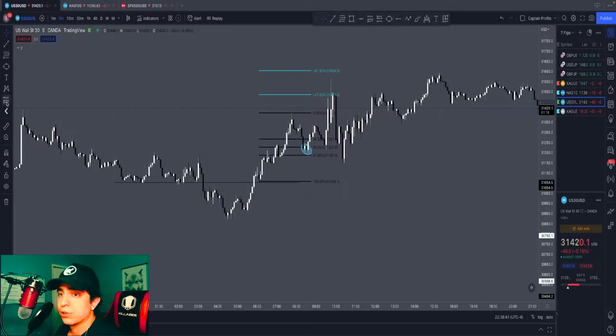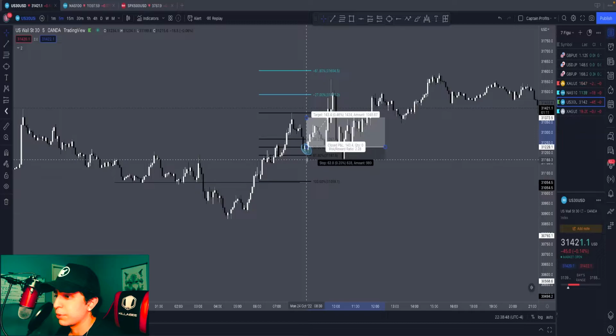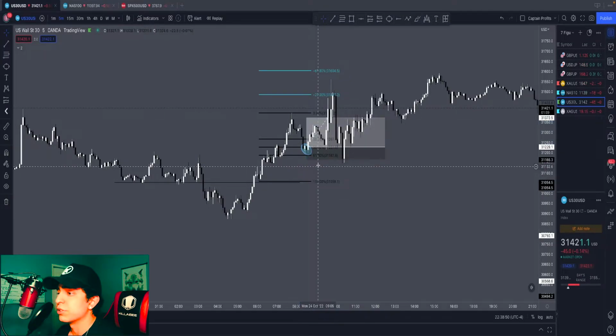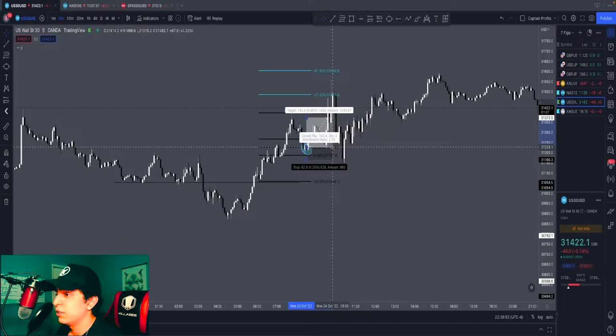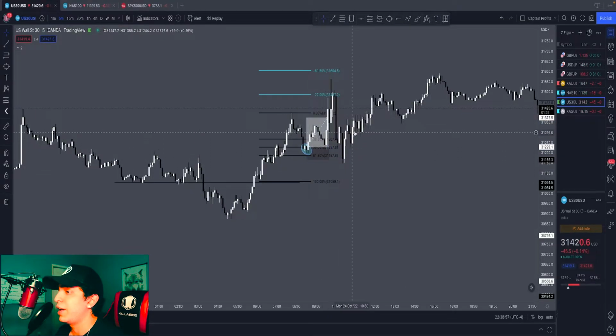So let's just get this long position calculator, put it right on the 50 line. And we're going to drag our stop loss to below this area right here. So it's a little bit below the 61.8. Let's set it up correctly. So that's a 62.8 pip risk.